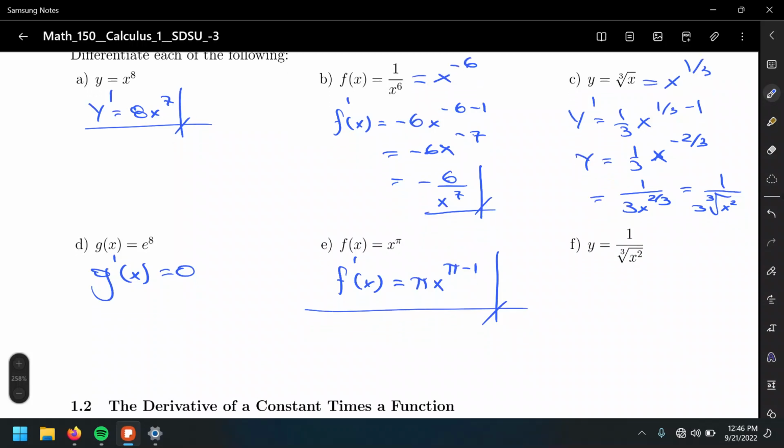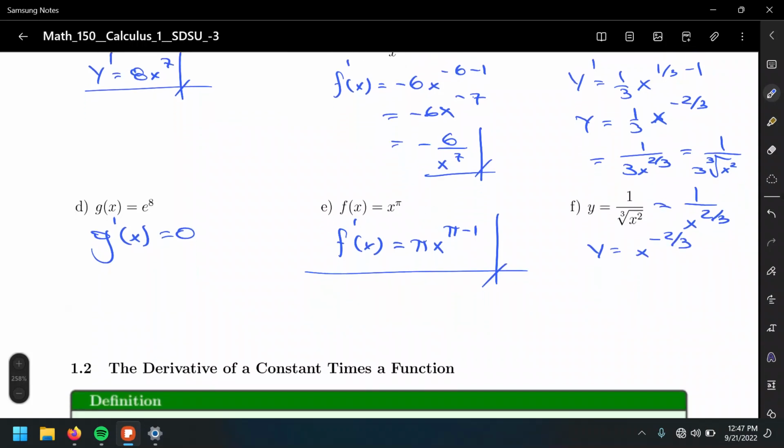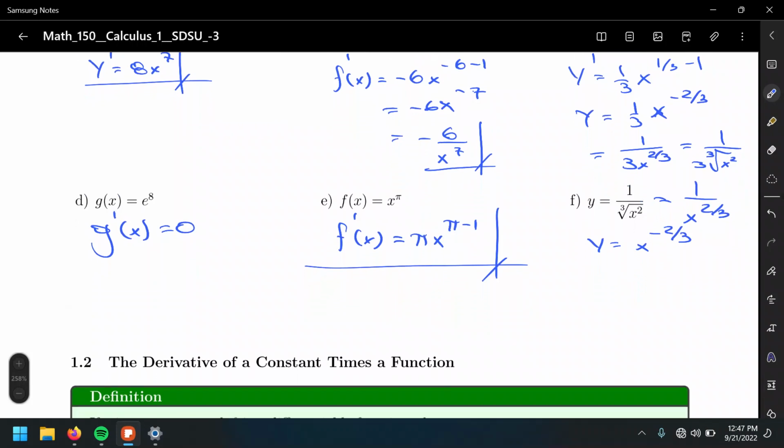Oh, one more. y equals 1 over the cube root of x squared. We cannot use the general power rule directly, for two reasons. Number 1, we have a radical form, and also we have the expression in the denominator. So let's rewrite this as x to the 2/3 and send this to the numerator with a negative exponent. That's basic properties of radicals.